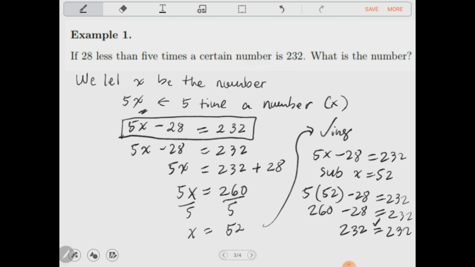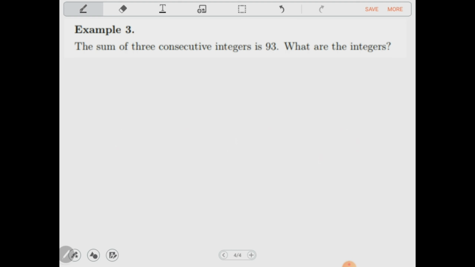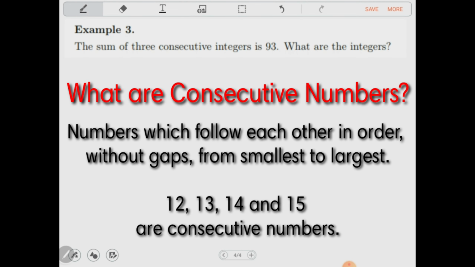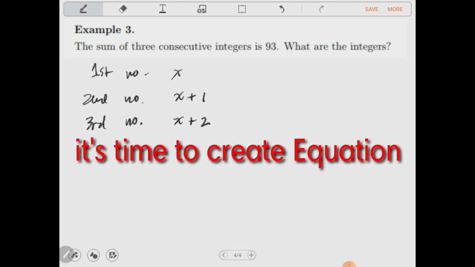Okay, next example, we have the sum of 3 consecutive integers is 93. When you talk about 3 consecutive numbers, the first thing you have to do is find the first number. Your first number would be x. Your second number will be x plus 1. Therefore, third number will be x plus 2. What's next? The sum of 3 consecutive numbers is 93.